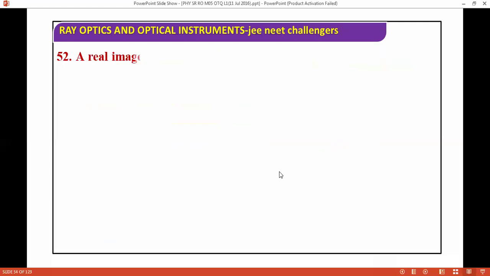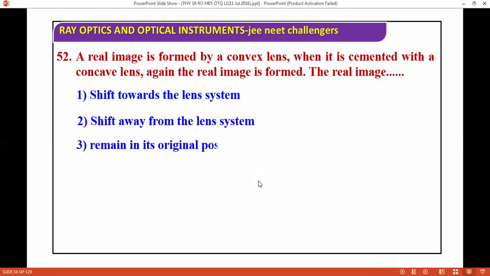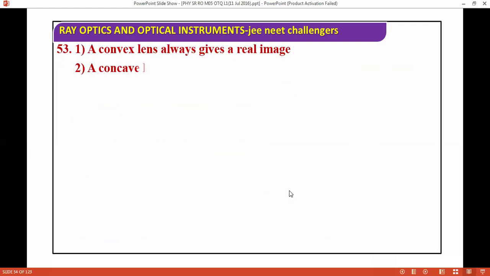The real image formed by a convex lens, when it is cemented with a concave lens. So basically we are using a convex lens and a concave lens. The correct answer: the image shifts away from the lens system. You can analyze it and you will find the correct answer. Next, we are moving to the next question.